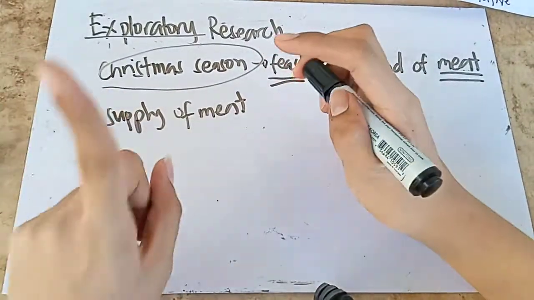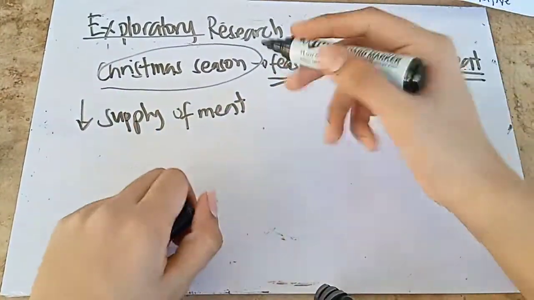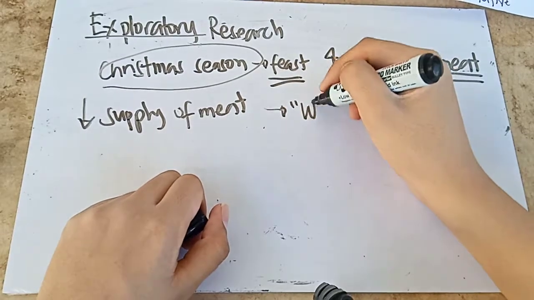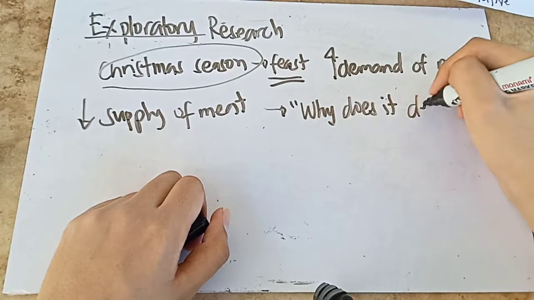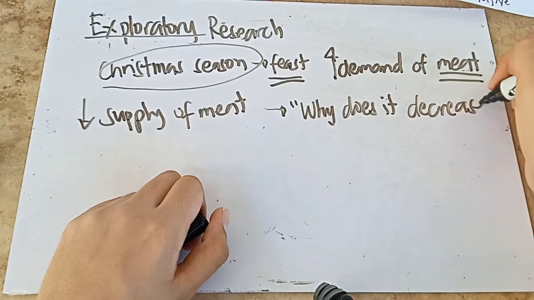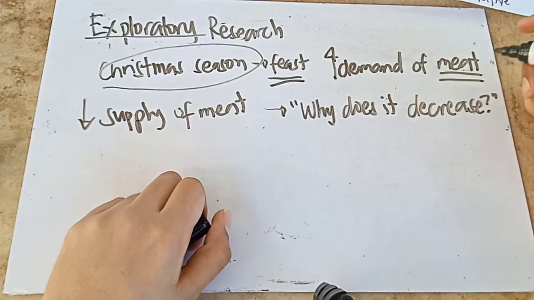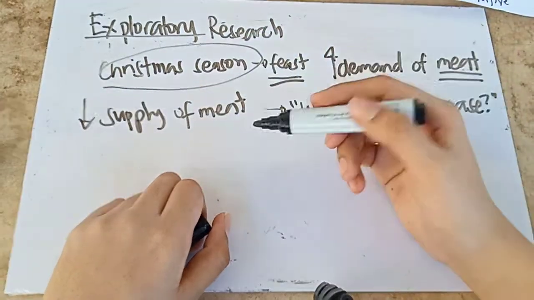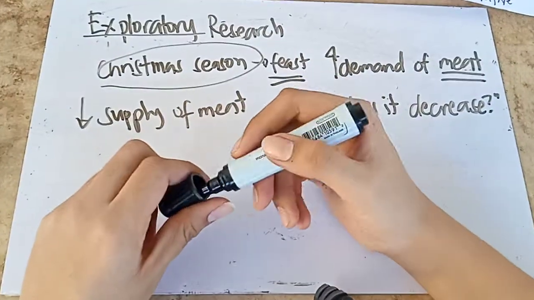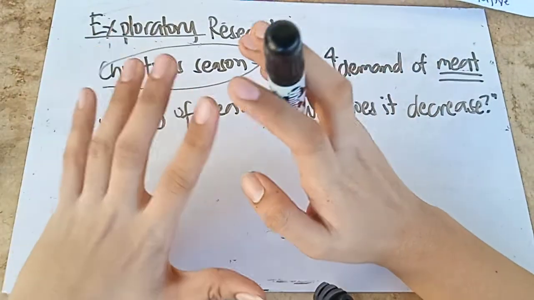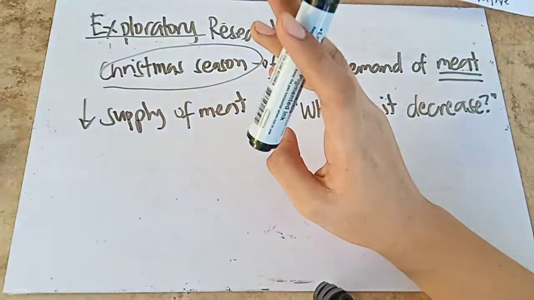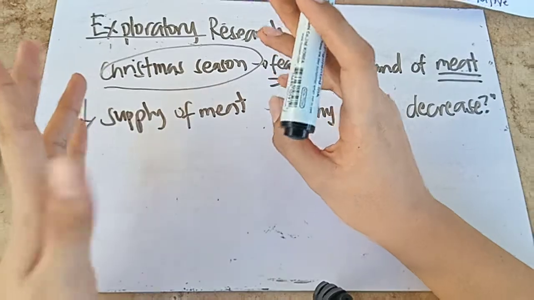So we can impose a question here. So what would be that question? Why does it decrease? Why did the supply of meat decrease during the Christmas season? So, through exploratory research, we can solve this problem, or we can find an answer to this question.